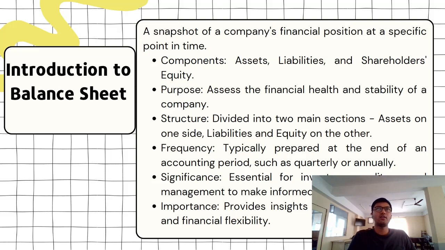So liability again. So I'll delve into the balance sheet, and then I'll try to justify why it is so. Structure-wise, it's divided into two main sections: assets, and liabilities and equity together. And the significance is that it's essential for investors, creditors, and management to make informed decisions with the help of the balance sheet.